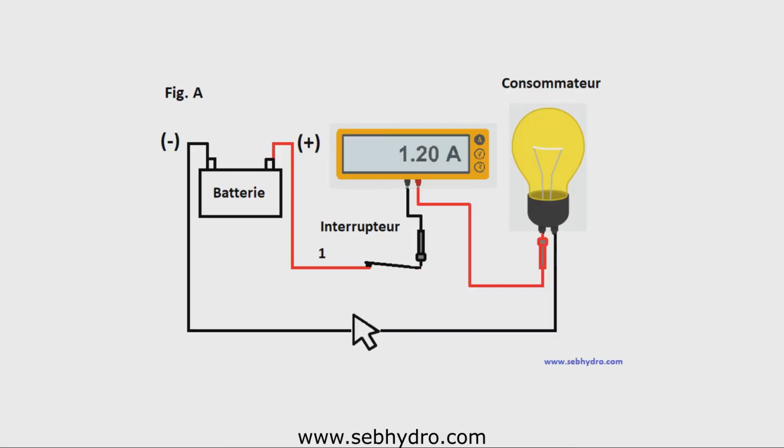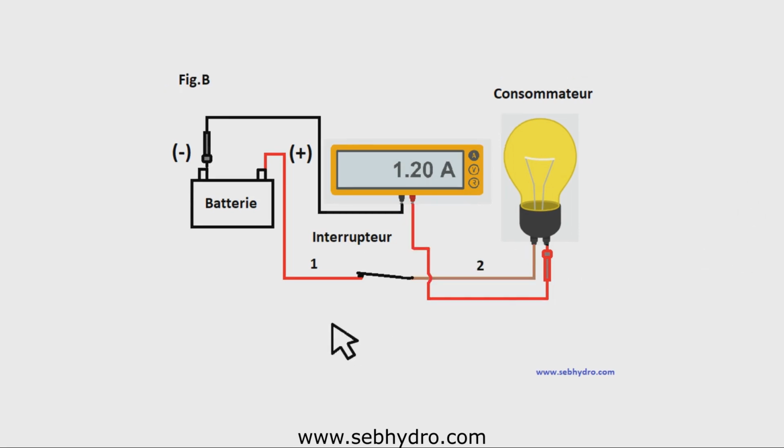In Figure A is shown a simple electric circuit consisting of a battery. The plus terminal is connected to the switch by wire 1. The wire 2 is removed to install the ammeter. The consumer is connected to the battery ground. When the switch is closed, the bulb lights up. The value read on the ammeter corresponds to the current entering the consumer, the flow of electrons.